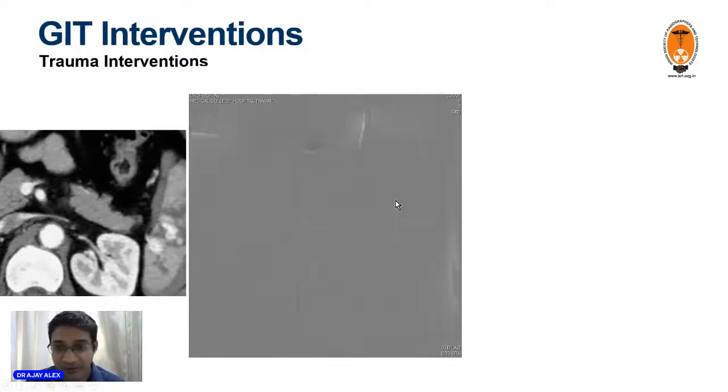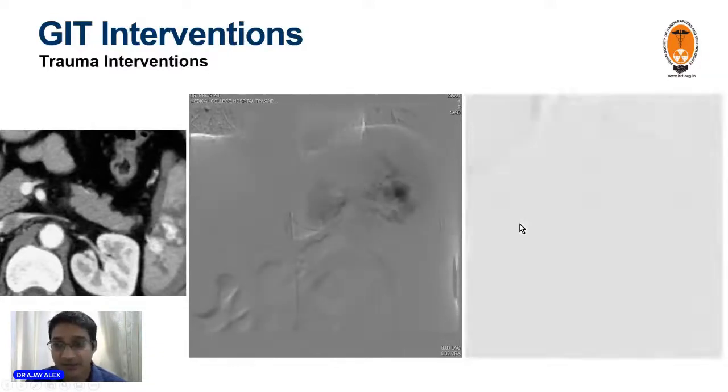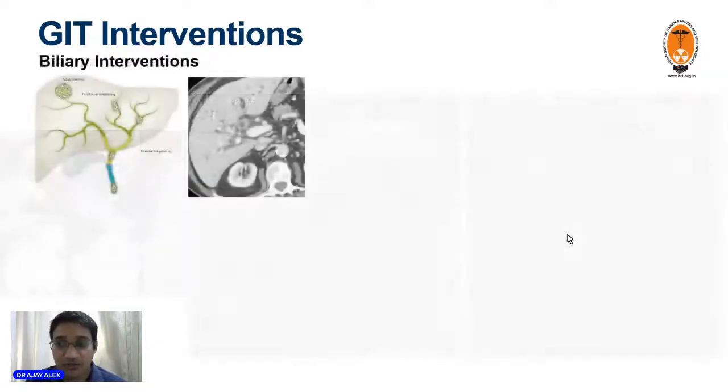The same was confirmed on angiogram, and the segmental artery that was supplying this area was embolized with no issues for the patient subsequently. One another area where treatment has actually resulted in drastic difference in patient survival outcome and quality of life is also in tumors of the biliary tract.